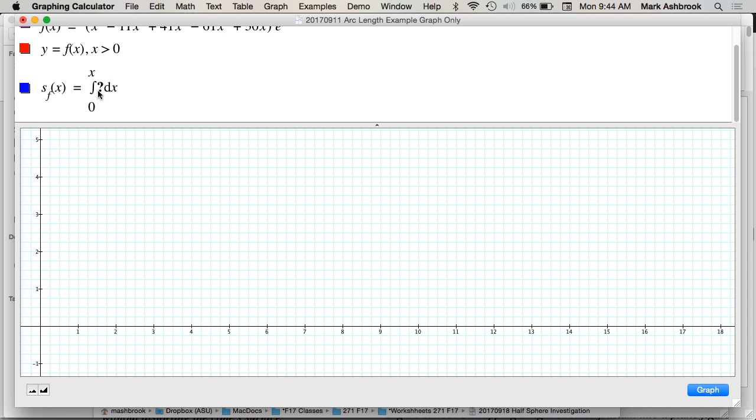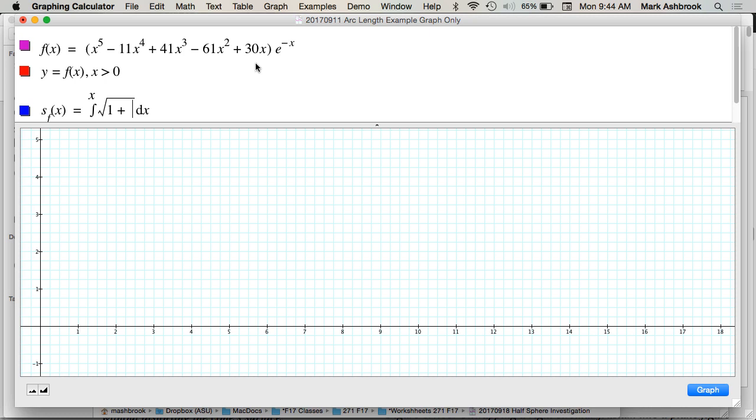So what was the rate of change of arc length? Remember how we did it with the Pythagorean theorem? It was the square root of 1 plus the rate of f squared. To get the rate of f, what do we need? We need the derivative of that. How are we going to get the derivative of this long polynomial times e to the minus x? Remember from Calc 1? Product rule.